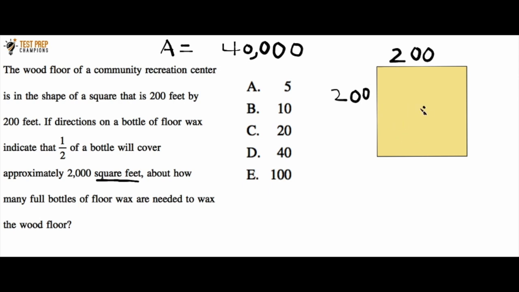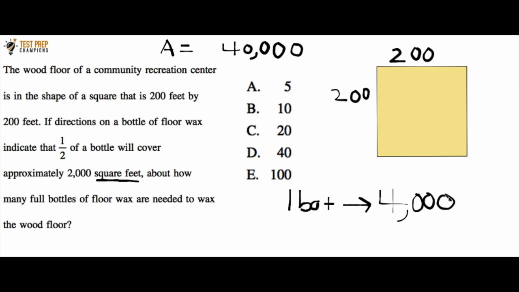So hopefully that's clear. And we're now told that half a bottle will cover approximately 2,000 square feet. So what I'm going to do is double this. If half a bottle covers 2,000 square feet, that means one bottle is going to cover 4,000 square feet. All I did to figure that out was double 2,000, which gives you 4,000. Hopefully this makes sense.